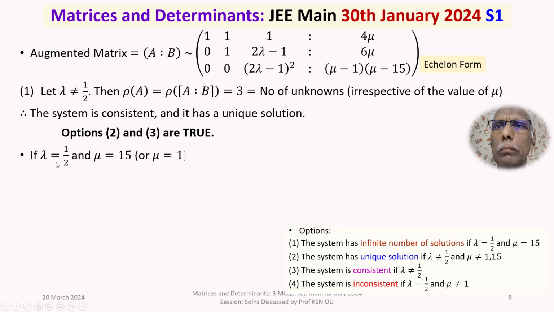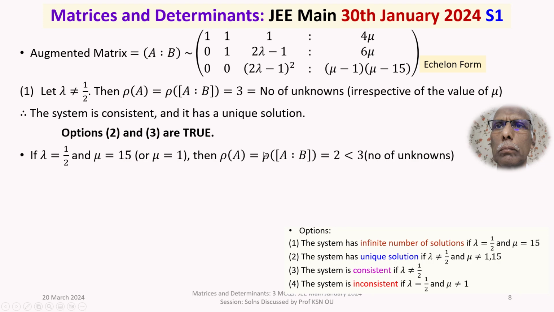Now if lambda is equal to 1 by 2, then this position will be 0. Then what will be the rank of the coefficient matrix? It is 2. And mu is equal to 15, this is also 0. So the rank of the augmented matrix is also equal to 2.